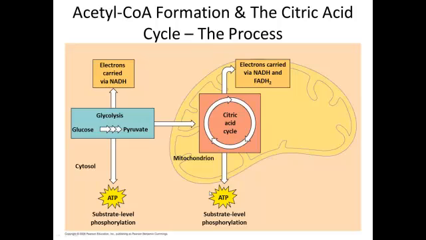ATP is generated by substrate level phosphorylation, or by moving phosphate groups from molecule to molecule. Energetic electrons with their protons in the form of hydrogens are carried by NADH and FADH2.